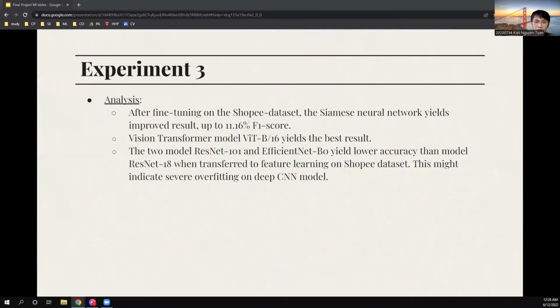They can be overfit on ResNet 101 and EfficientNet B0 because they yield a lower score than ResNet 18 on the problem, while getting better results on ImageNet.